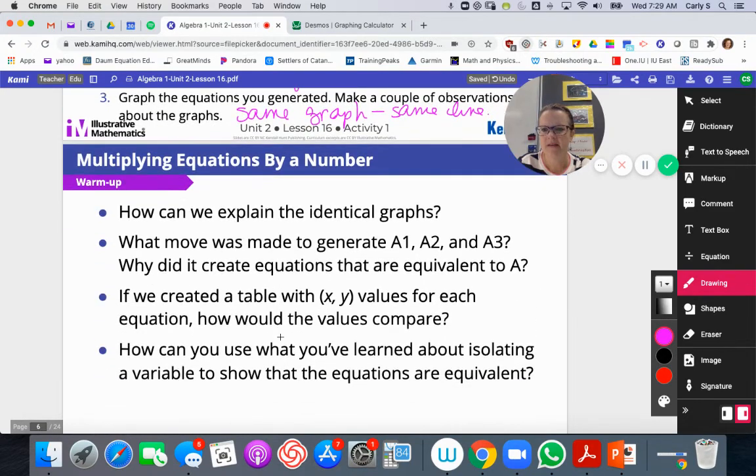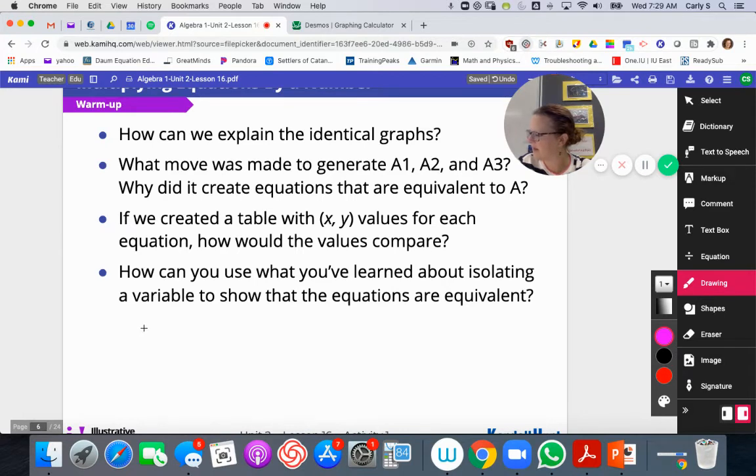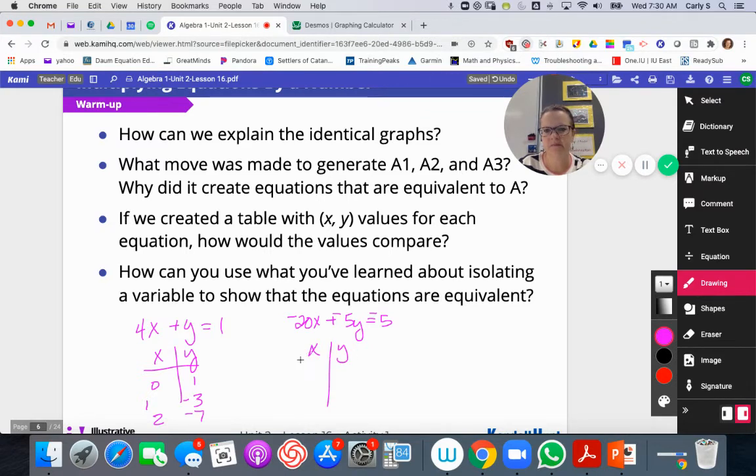So if we created tables with x, y values for each, for 4x plus y equals 1, if I just do a really simple table, I get 0, 1, 1, -3, let's just do 3 points, 2, -7. If I do -20x minus 5y equals -5, it's equivalent again. If I plug in 0, I get 1. If I plug in 1, I get -3. If I plug in 2, amazingly enough, I get -7. And then try the half.